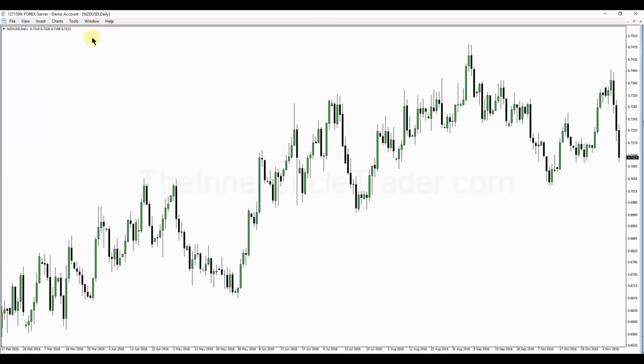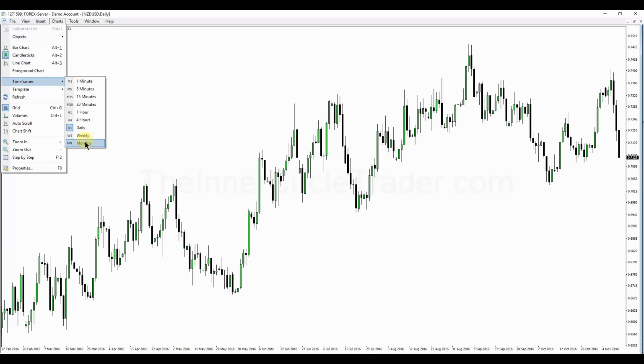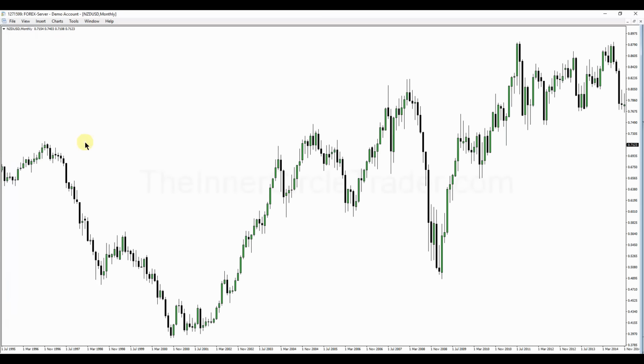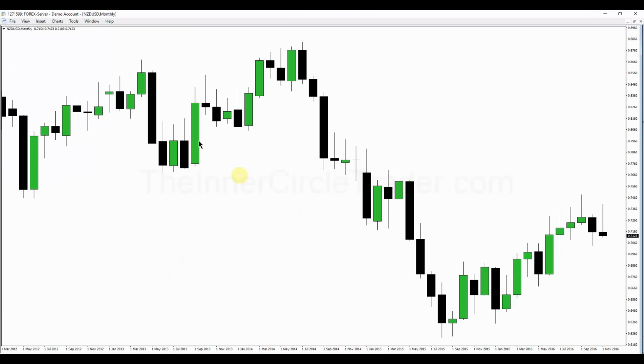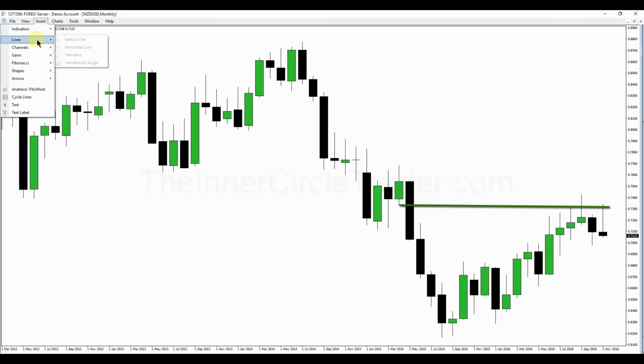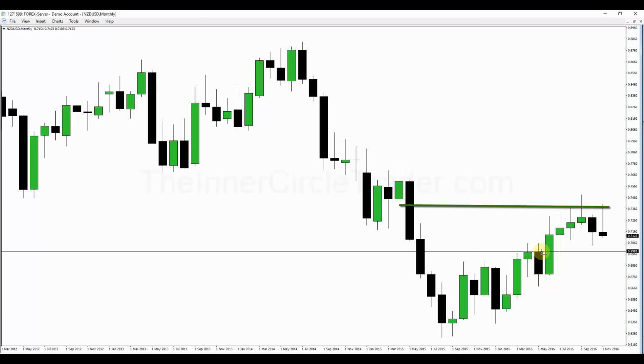Let's use Kiwi dollar. And go to a monthly. Okay, so we have the last down candle here and the most recent up candle here. And we've moved away from the last up candle, exercising this as a bearish order block.